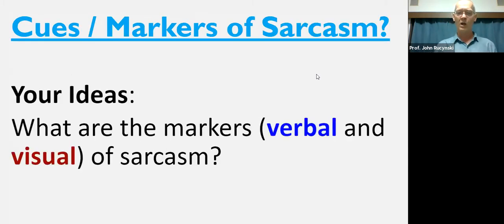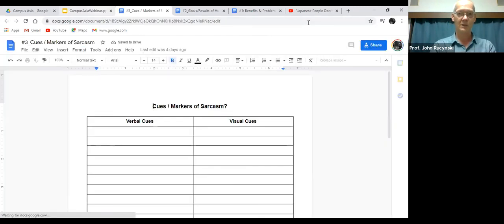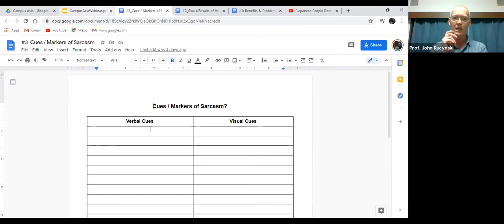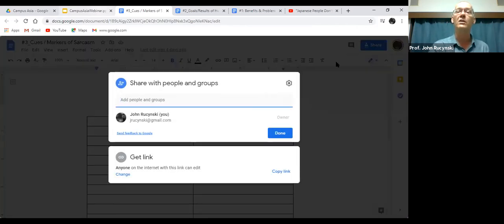Okay, let's do one more quick interactive thing and just think, what are some of the cues? So sarcasm is very complex, but fortunately, speakers often do give some hint. It could be the way they speak, or it could be a visual, a facial expression. So let me share another Google Doc here. Sorry to keep you busy. So we just want to make a list here. You can do either side. Can you think of any verbal or vocal cues, markers of sarcasm, and also some visual body language cues of sarcasm? Okay, let me share this link in a moment.